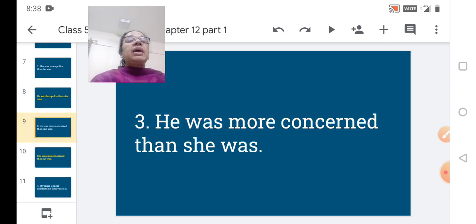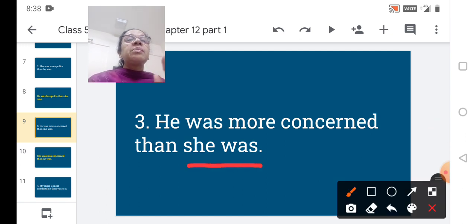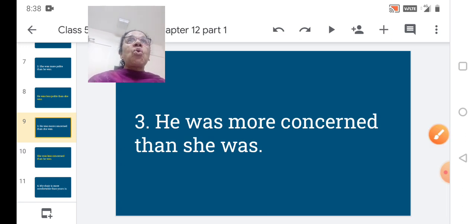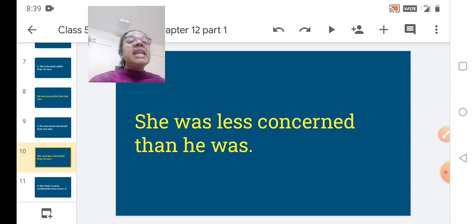Number three. He was more concerned than she was. Again, we begin the answer from the latter part. So we will start as, she was less concerned than he was. When we are making use of the word than, we are comparing. These sentences are basically comparisons. We are comparing. Just have a look at the answer. She was less concerned than he was.